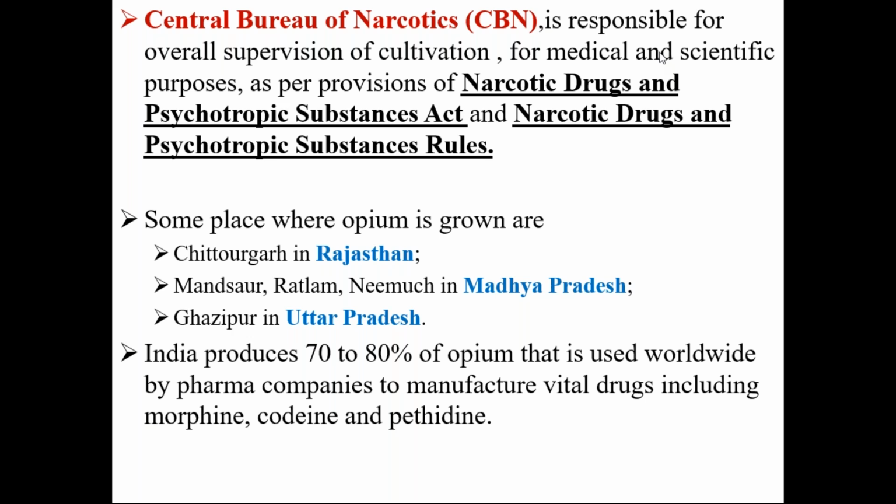These are some of the places where it is grown: Rajasthan, Madhya Pradesh, Uttar Pradesh. India produces about 70 to 80% of the opium that is used worldwide by pharma companies to manufacture vital drugs including morphine, codeine, and pethidine.